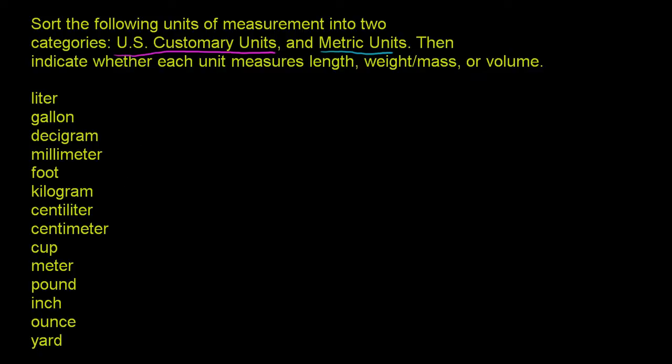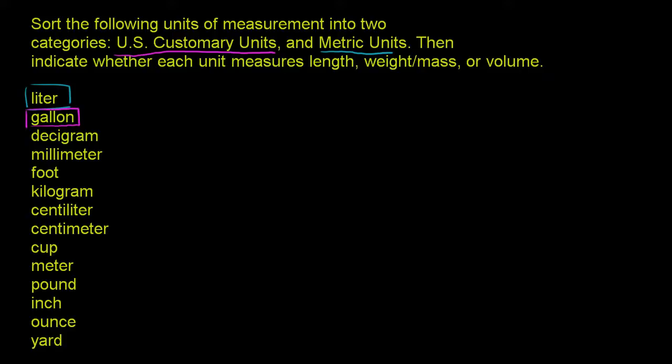So the liter is a metric unit. You would use it in the metric system. A gallon is a US customary unit. We've been dealing with that. If you fill your gasoline in Europe, you're going to be filling it in terms of liters. In the US, you're going to be filling it in terms of gallons. And we're going to talk about whether they're units of volume and whatnot in a little bit.